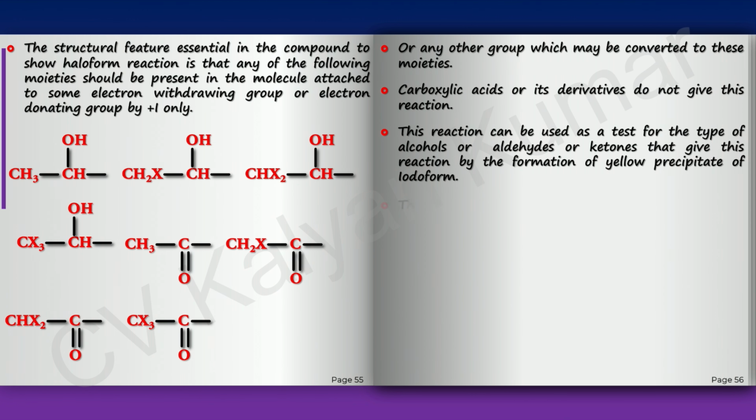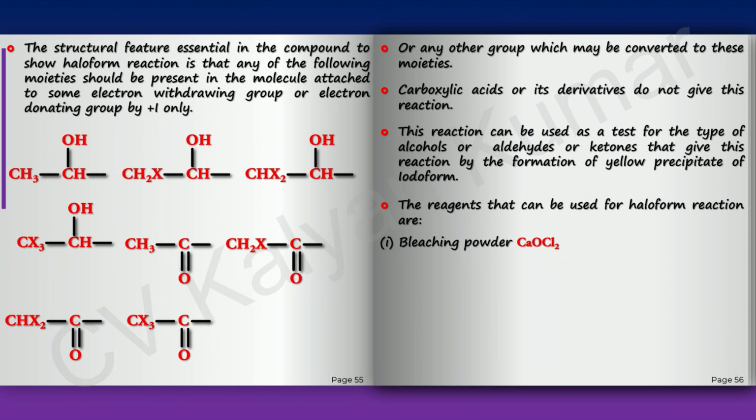Now, what are the reagents they can give you? They can give you sometimes bleaching powder, because after all, what is bleaching powder? Ca 2 plus, Cl minus and OCl minus. And ultimately you need the Cl minus and OCl minus only. You can have NaOH or KOH followed by halogen, or you can simply use NaOX or KOX. They will also give this reaction.